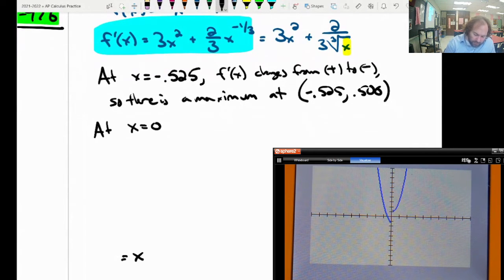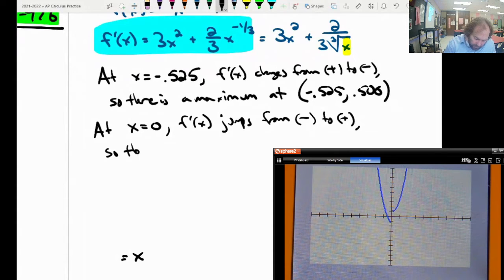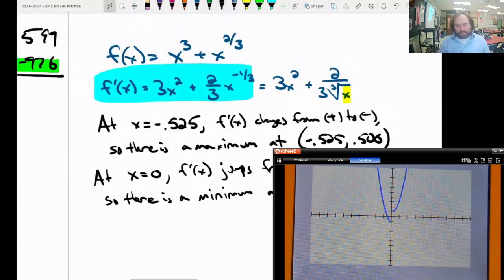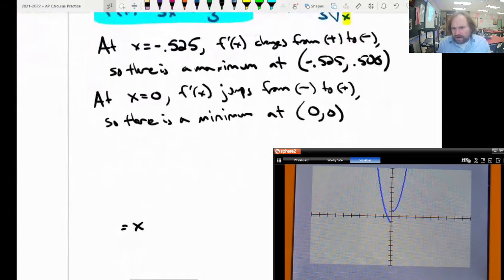At x equals 0, f prime of x jumps from negative to positive. So there is a minimum at the point (0, 0). And that's an easy one to calculate because if you plug 0 into the original function, you just get 0 out too. Also, that takes care of our first derivative.